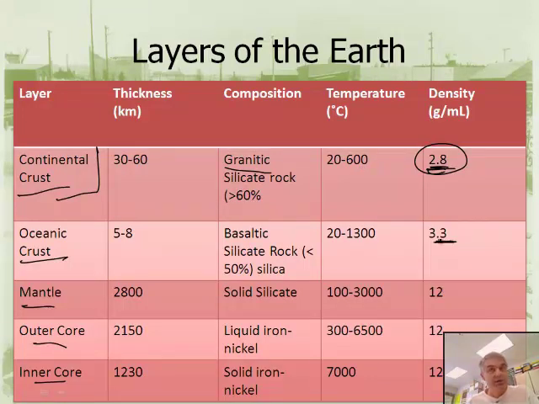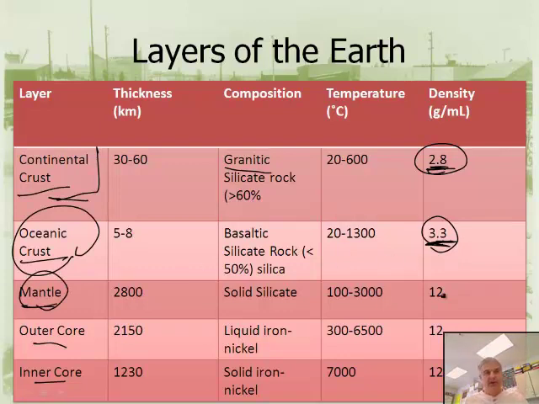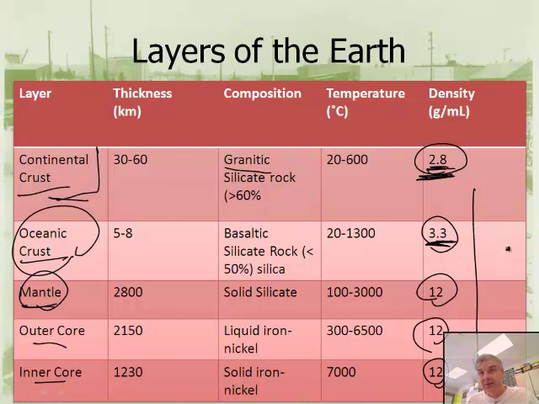Because if you go to the oceanic crust, it's 3.3. So who sinks? The oceanic crust sinks below the continents because it's 3.3. More dense substances, remember, sink more. If you go to the mantle, its density is 12. Oh, my word, have mercy. That's a lot compared to 3, and the outer core and the inner core are the same. So the more dense things sink to the bottom, and the less dense things rise to the top. So the two varieties of crust, oceanic and continental, they rise.